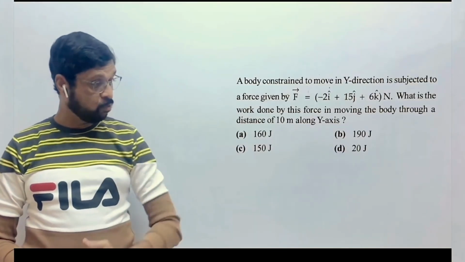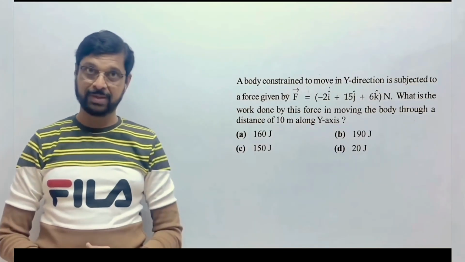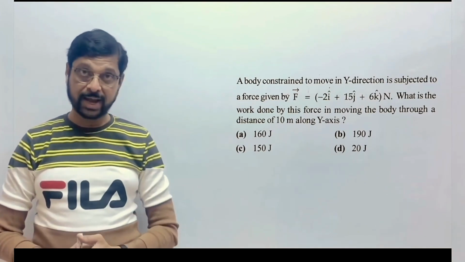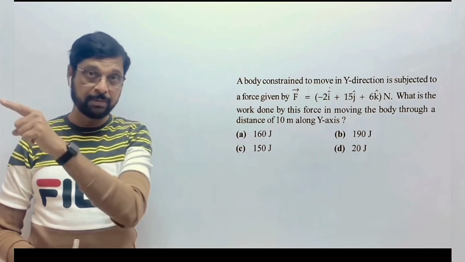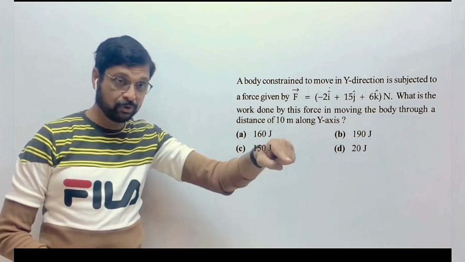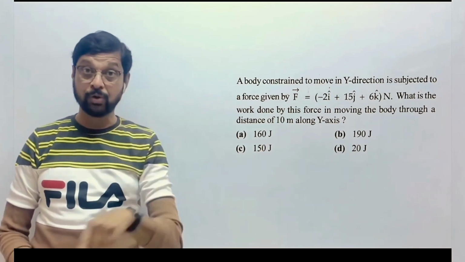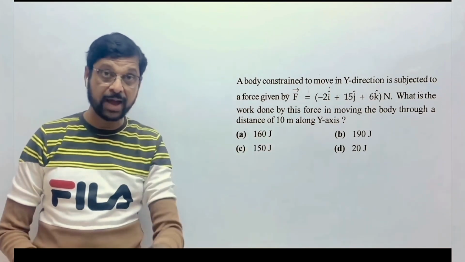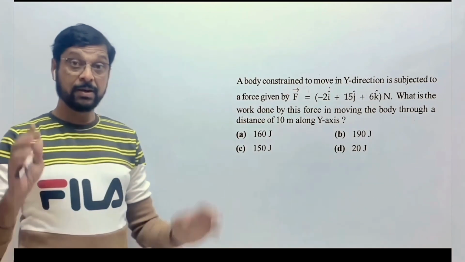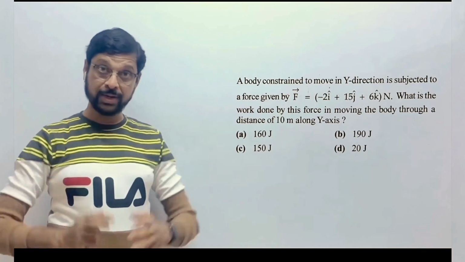A body constrained to move in Y direction. The body is constrained to move in y direction, means that it can move only in Y direction. It cannot move like this, it cannot move like this. Suppose this is X, this is Y, then it can move only in Y direction. It is limited, it is constrained to move in Y direction.